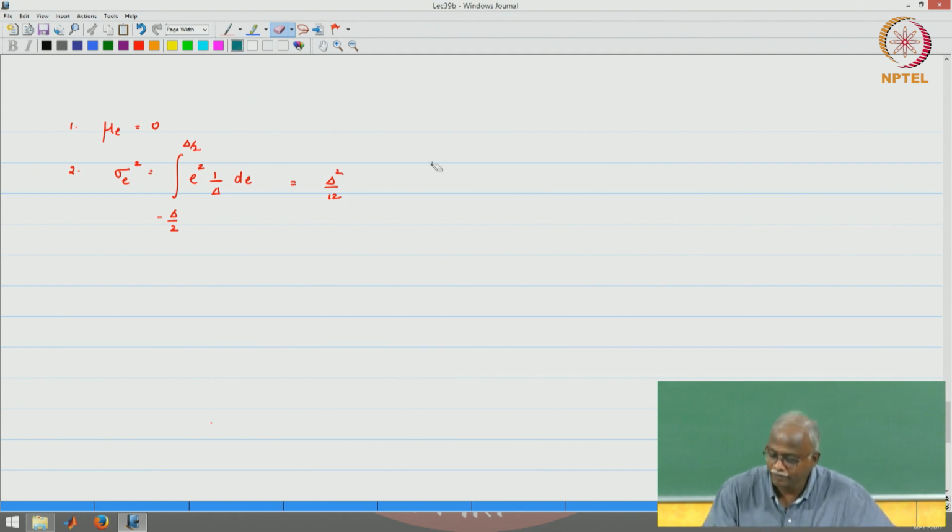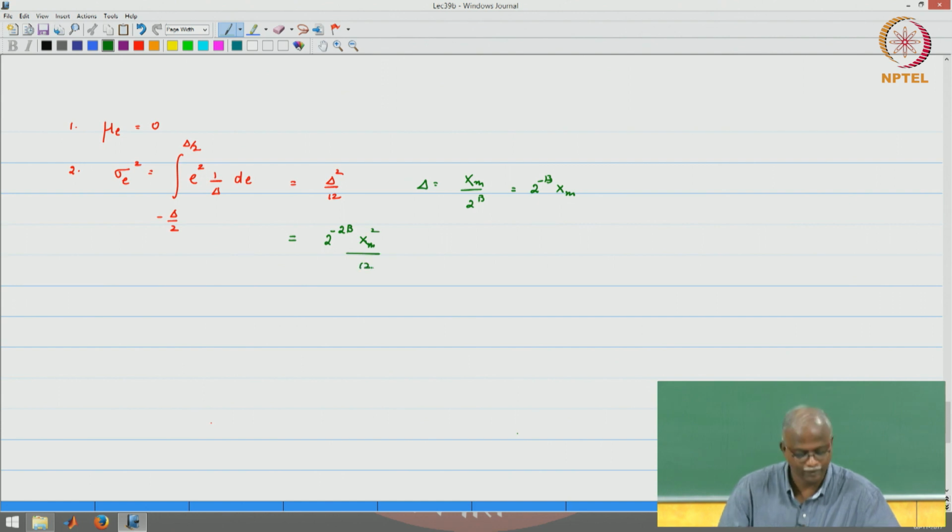Delta itself we have said can be written as x of m divided by 2 to the power b, or you can write it as 2 power minus b times x of m. So, this variance can actually be written as 2 power minus 2b x of m squared divided by 12. Okay. So, here comes the first major equation or the outcome of this analysis, which is a very useful tool for both communications and signal processing engineers. Signal to quantization noise ratio.